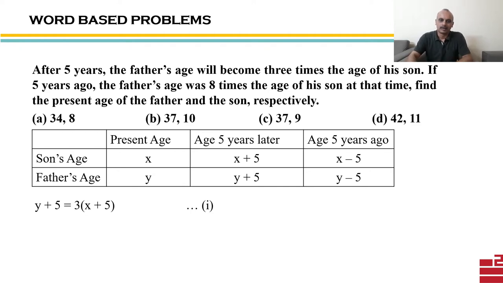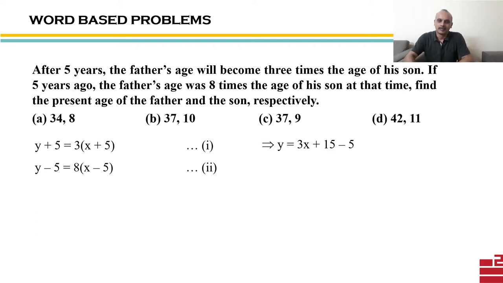Further, the second line of the question says 5 years ago the father's age was 8 times that of son's age. Now 5 years ago the ages were x minus 5 and y minus 5, so we will take these as the ages of father and son, and the equation will therefore be y minus 5 is equal to 8 times x minus 5. Now if we have got these equations, we will simplify and solve them.